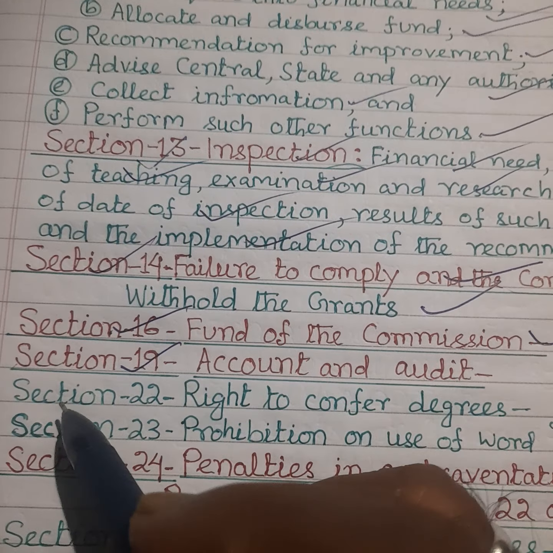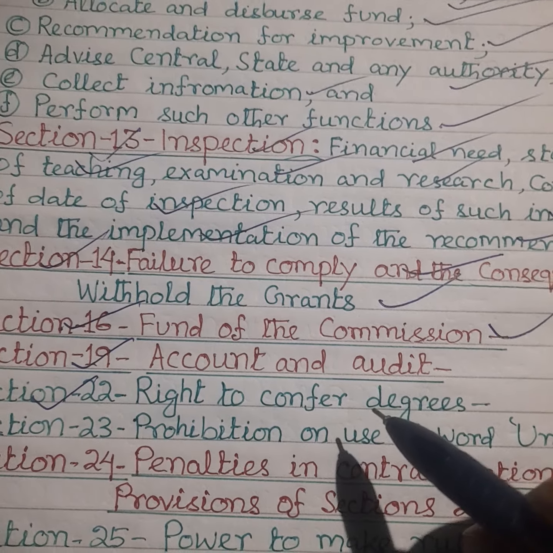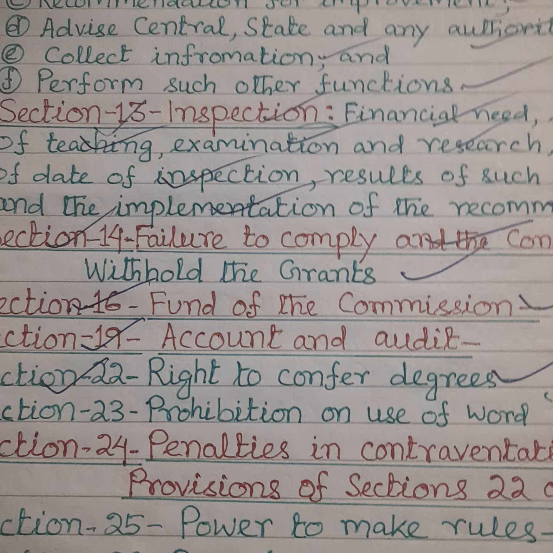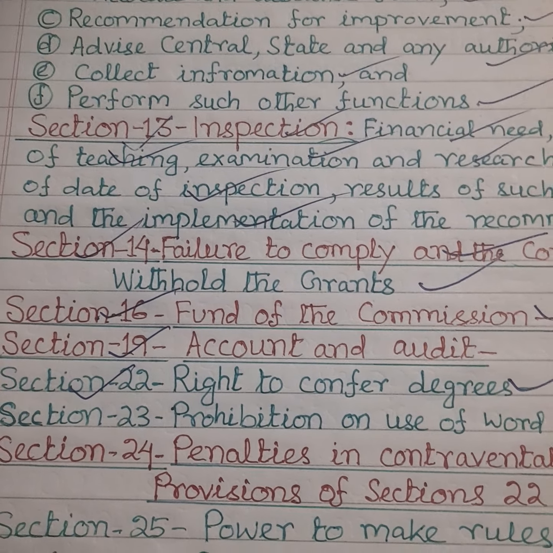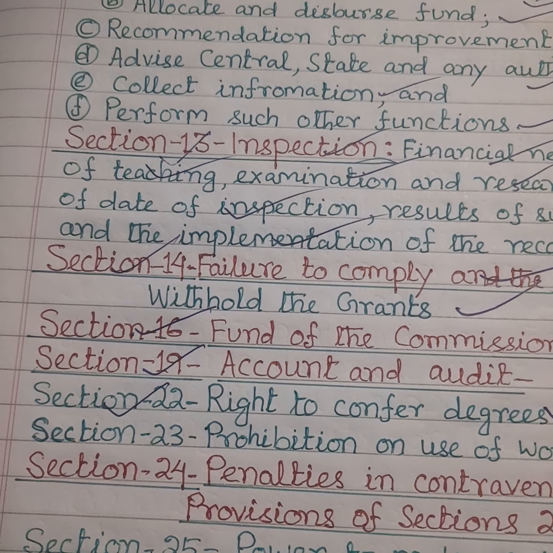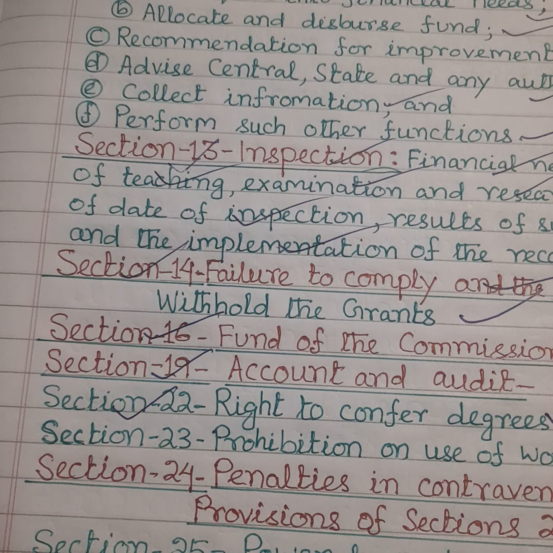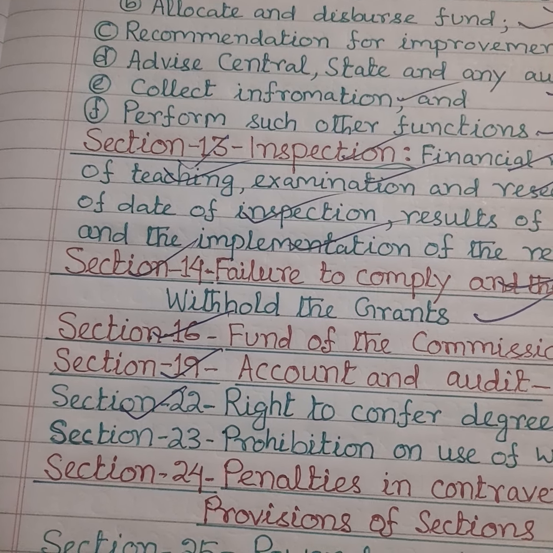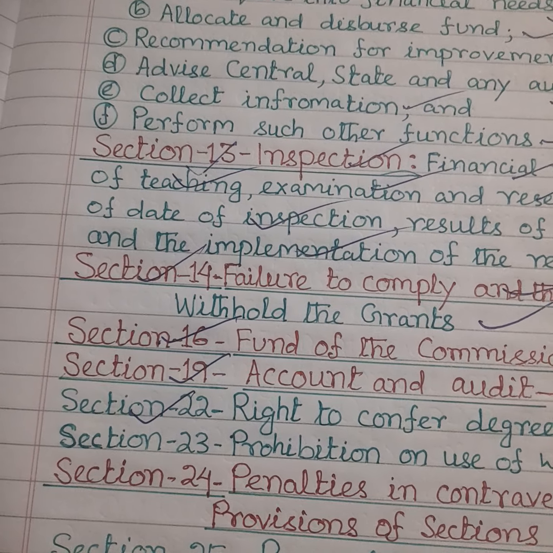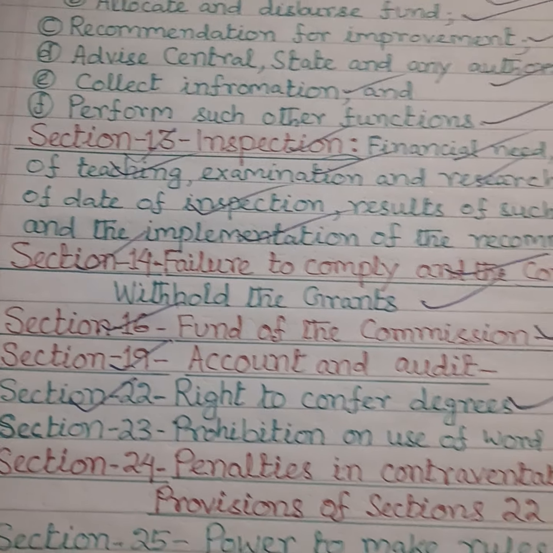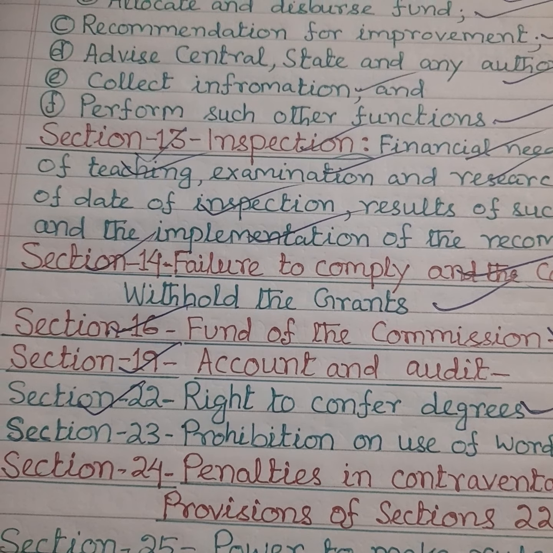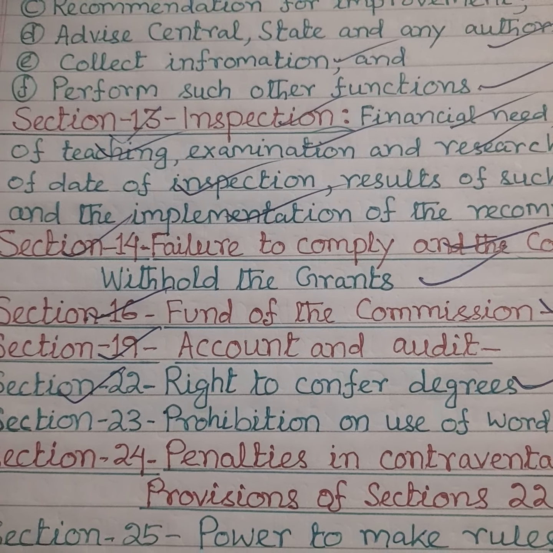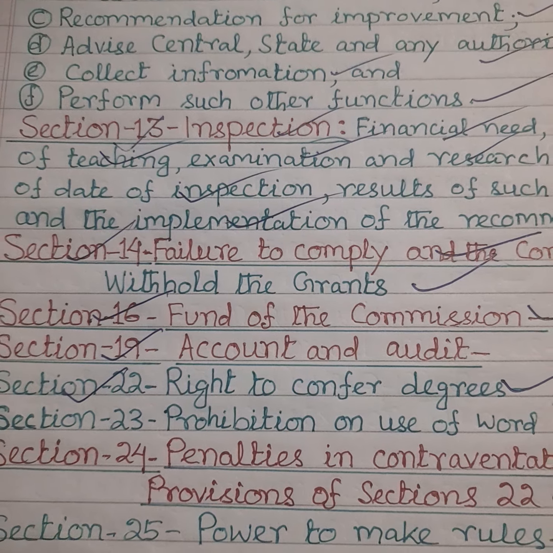And now we'll go to Section 22 of the Act, which relates to the right of conferring degrees. The section provides that the right of conferring or granting degrees shall be exercised only by a university established or incorporated by or under a central act, a provincial act, or a state act, or an institution deemed to be a university under the provisions of Section 3, or an institution specially empowered by an Act of Parliament to confer or grant degrees.